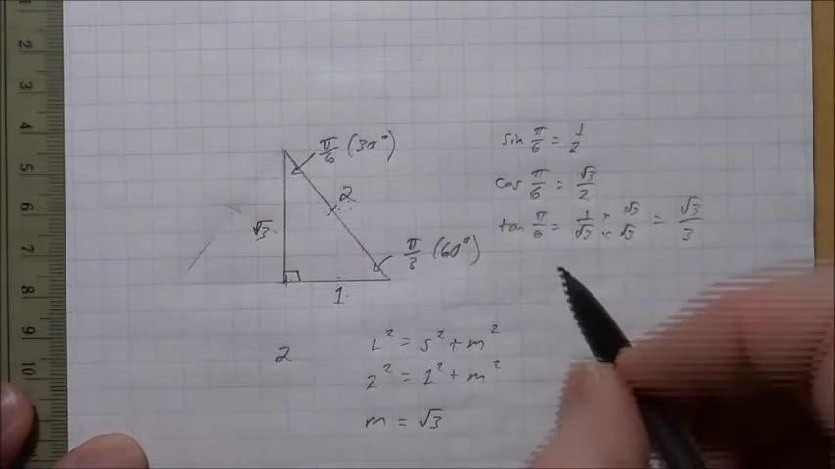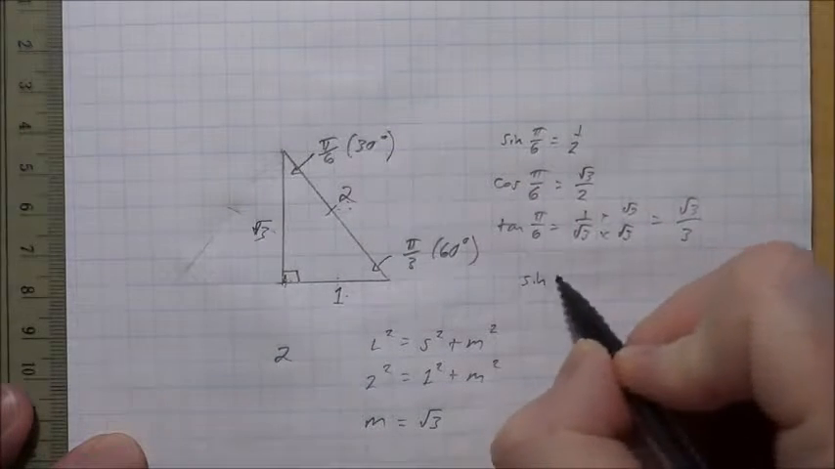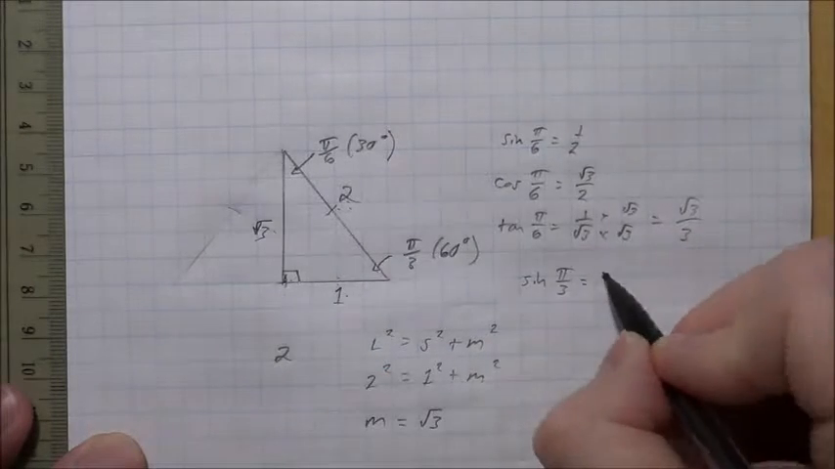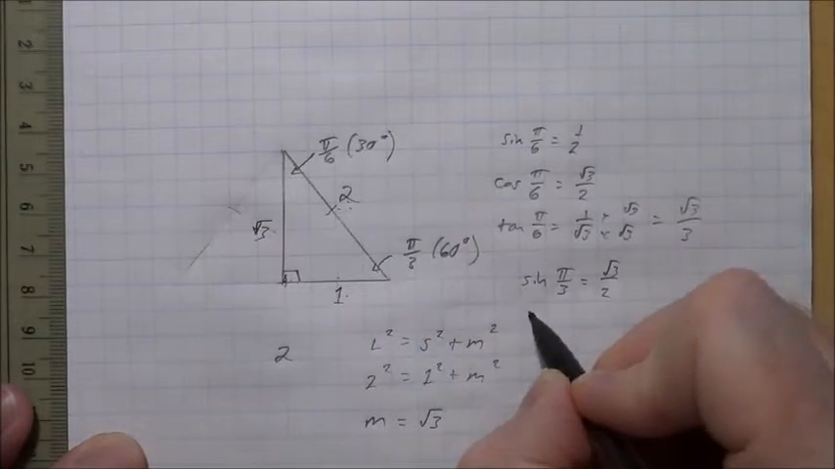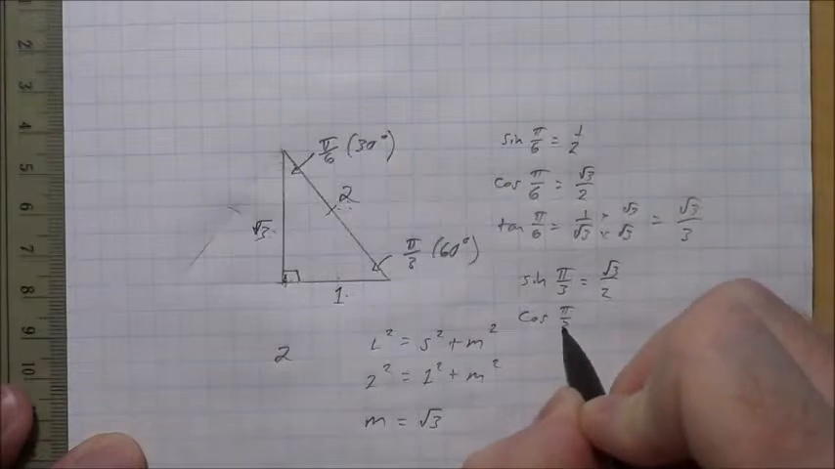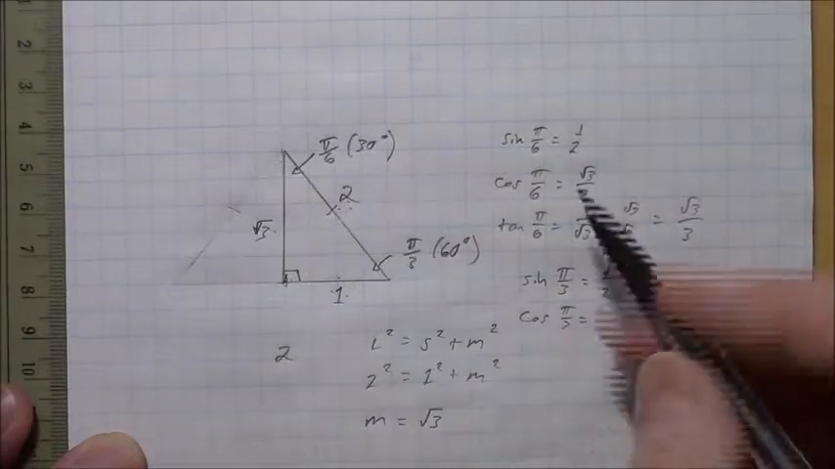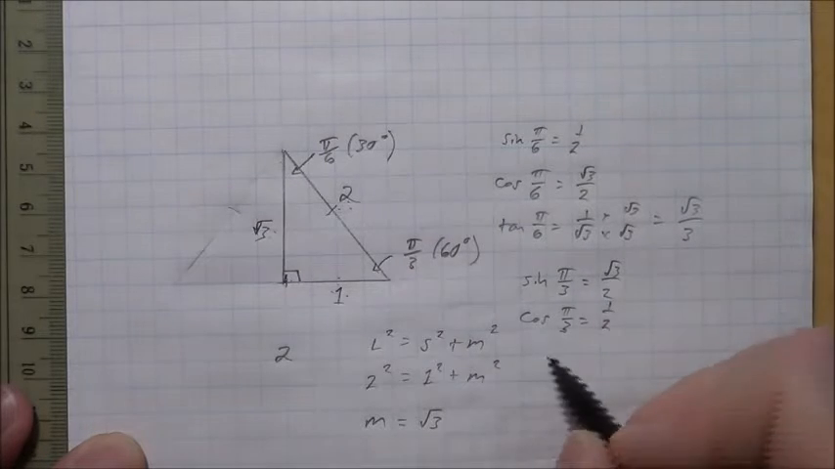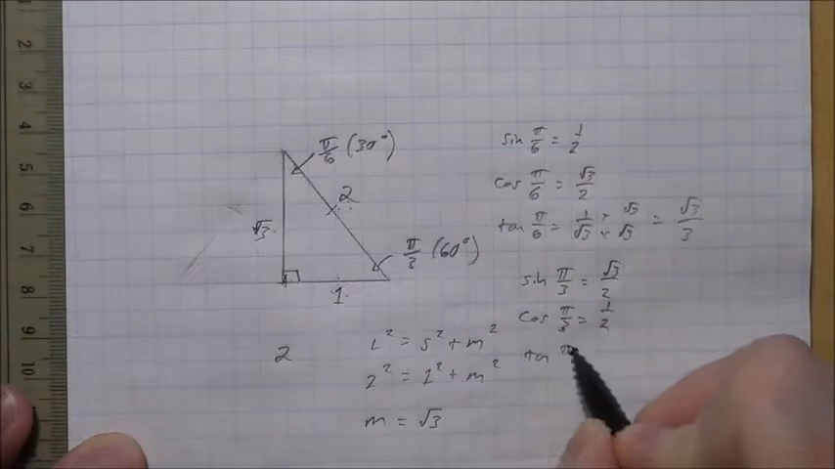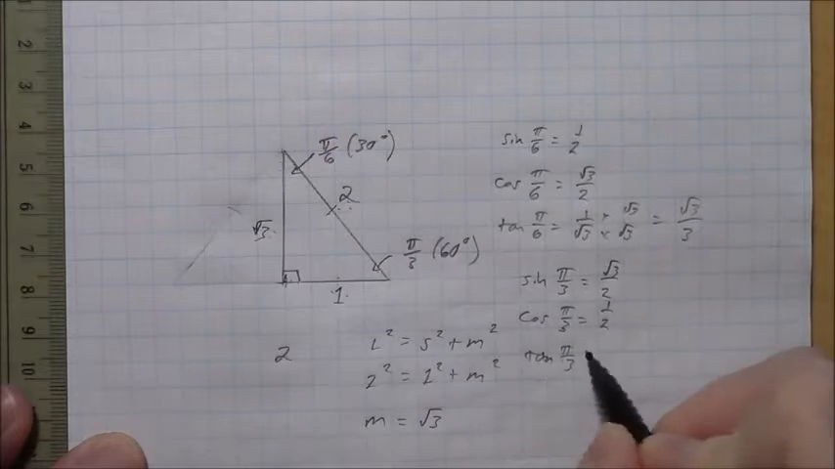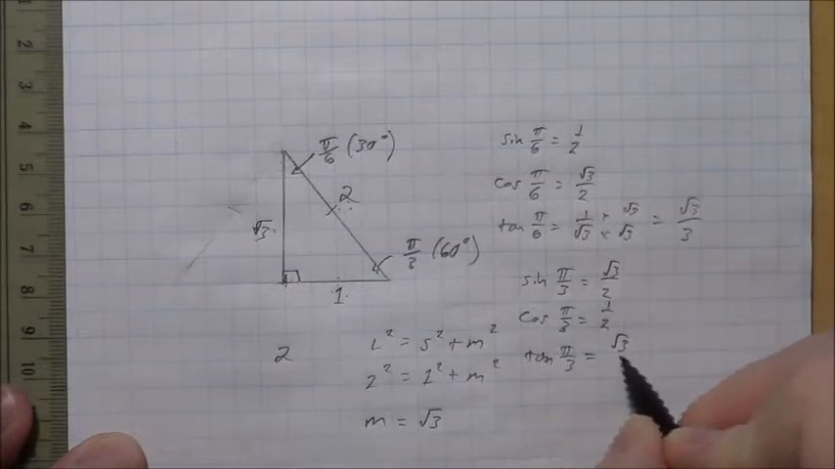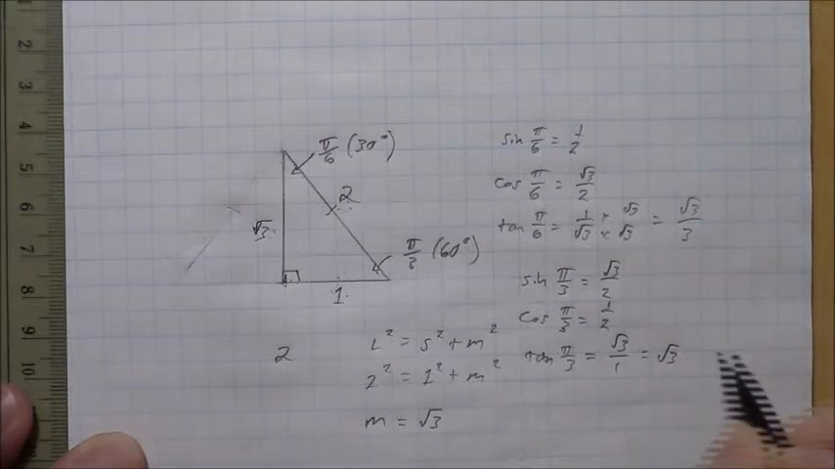And then when we look at the pi by 3 angle, the sine of pi by 3 is opposite over hypotenuse, which is root 3 over 2. The cosine of pi by 3 is adjacent over hypotenuse, which is 1 over 2, and then the tangent of pi by 3 is going to be opposite over adjacent, which is root 3 over 1, which is just root 3.